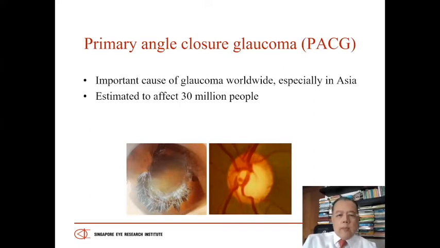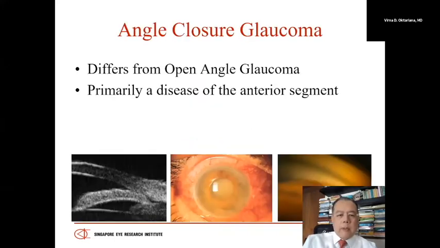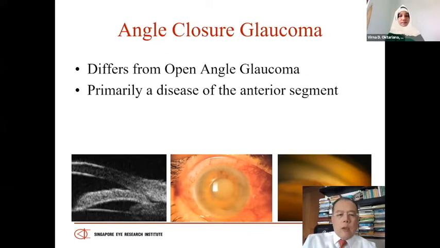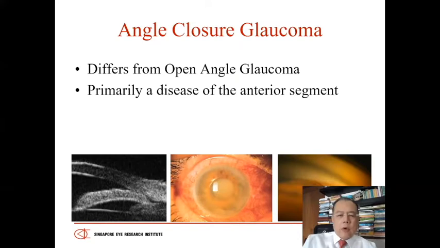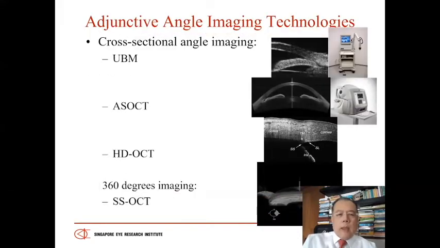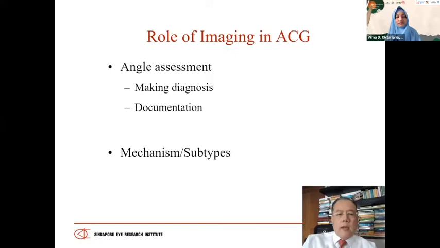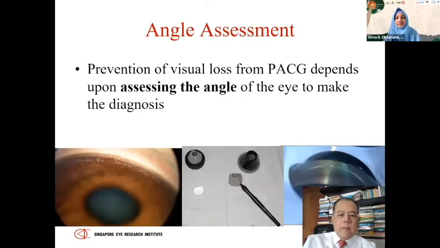Angle closure glaucoma is an important form of glaucoma worldwide, especially in Asia. It affects about 30 billion people. It's different from open angle glaucoma because the main problem is the angle abnormality, and this causes the resultant glaucoma. Thus, we need to make the right diagnosis by assessing the angle correctly. And this is where I'll be speaking on this morning on the use of imaging technologies to assess the angle. Broadly, the role of imaging in angle closure glaucoma includes looking at the angle to make the diagnosis, documentation, as well as studying mechanisms, subtypes, and response to therapy.